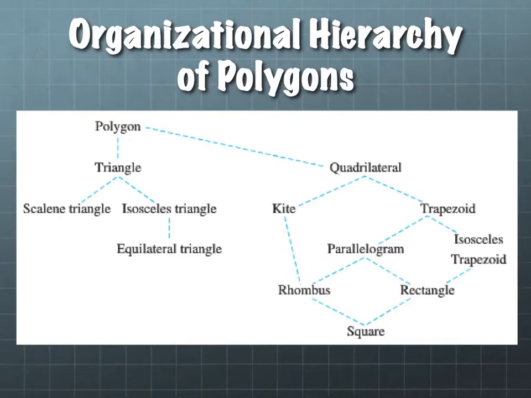One type of kite is a rhombus, not the only type, but one is. It's a very specialized type of kite. A trapezoid could be an isosceles trapezoid, or it could be a parallelogram. And if it's both a parallelogram and an isosceles trapezoid, then it's a rectangle.